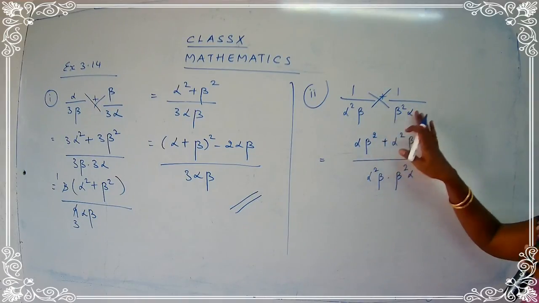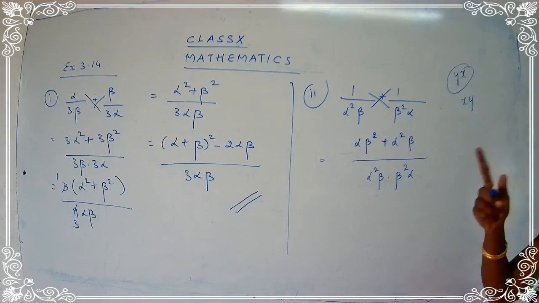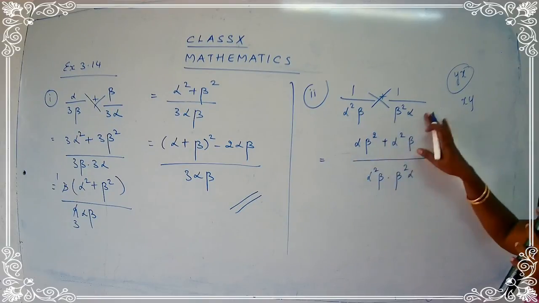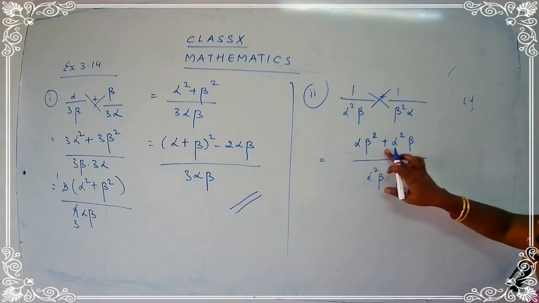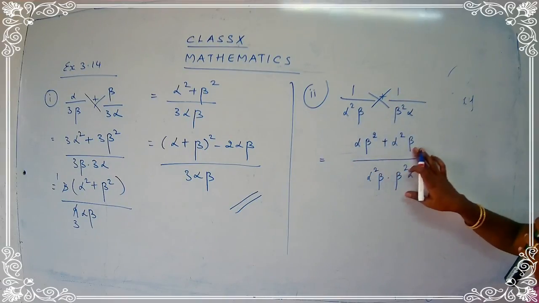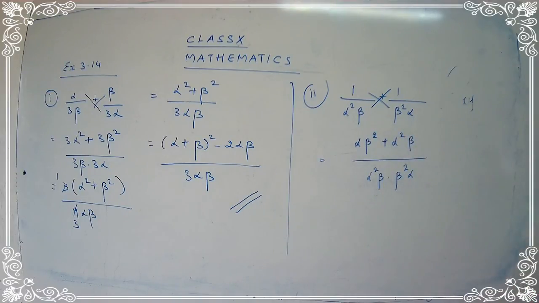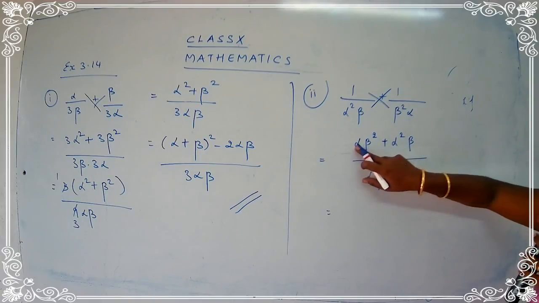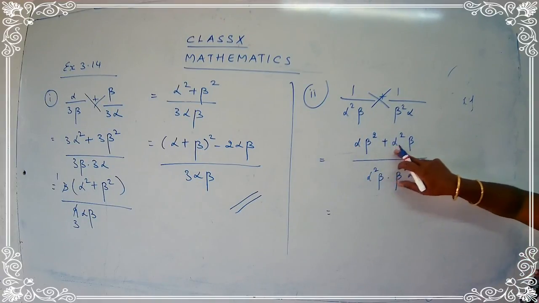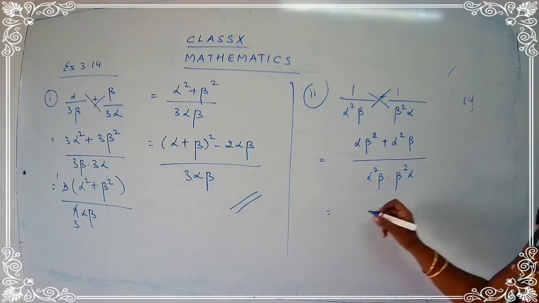I can write beta square alpha always, if you have x, y, y, x, we can just write this in xy format. Same way I am writing the alpha part first and the beta part later on. So 1 into beta square alpha is alpha beta square plus alpha square beta upon alpha square beta into beta square alpha. Okay, so now what are we going to do? See here children. How many alphas are there? Here 1 alpha and here 2 alpha. So we can take 1 alpha common. Here beta square and beta, so again we can take beta common. So this is alpha beta.